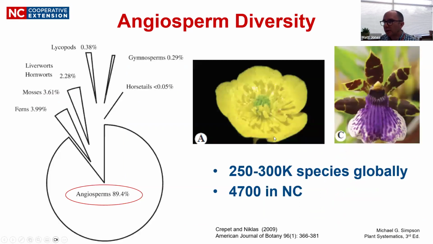So now, of the 300,000 species of plants on Earth, something like 250 to 300,000 of those species are flowering plants. So most of the species of plants remaining on the planet, 90% of them, are flowering plants or angiosperms of one sort or another. In North Carolina, there's about 4,700 species, I guess, not taxa, species. And that includes native, invasive, and naturalized species. But most of those are native.